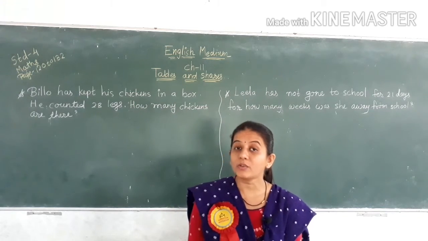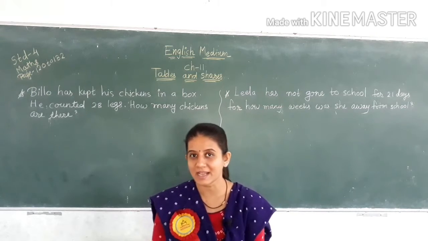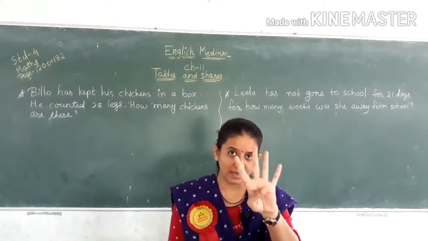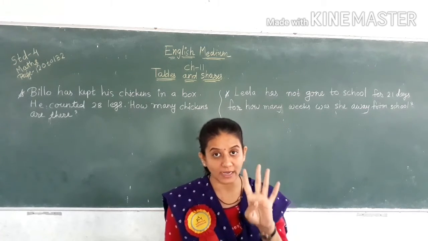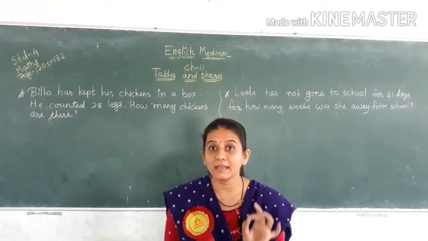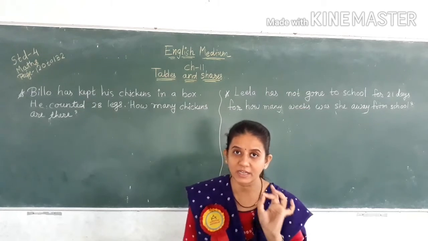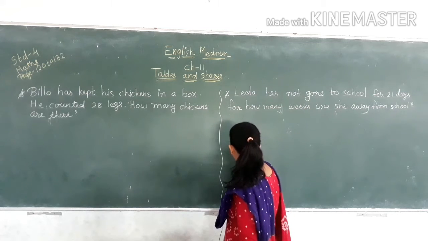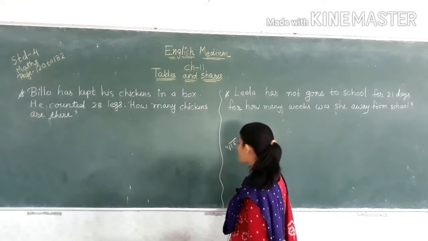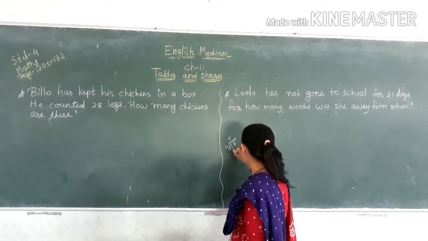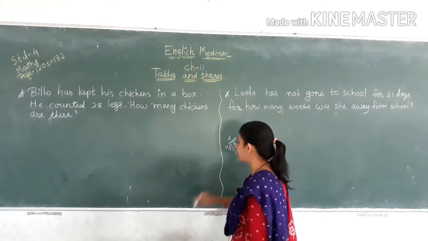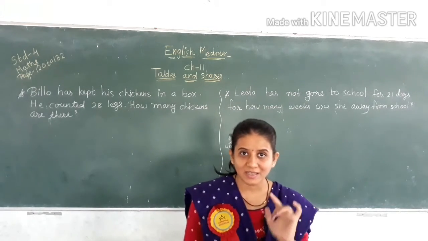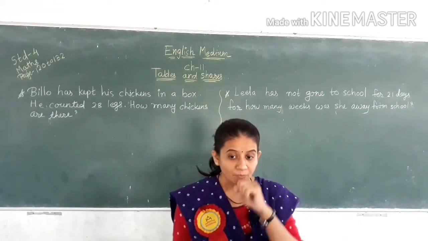So she counted 28 legs. One cat has 4 legs. So 28 divided by 4. 4 7s are 28. That means 7 cats in the box.